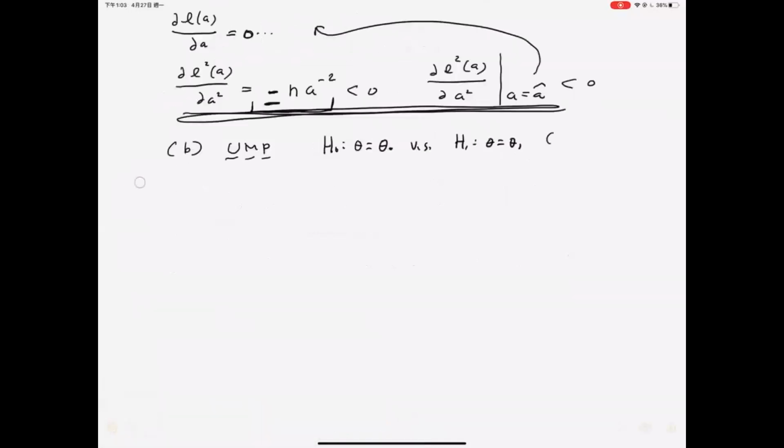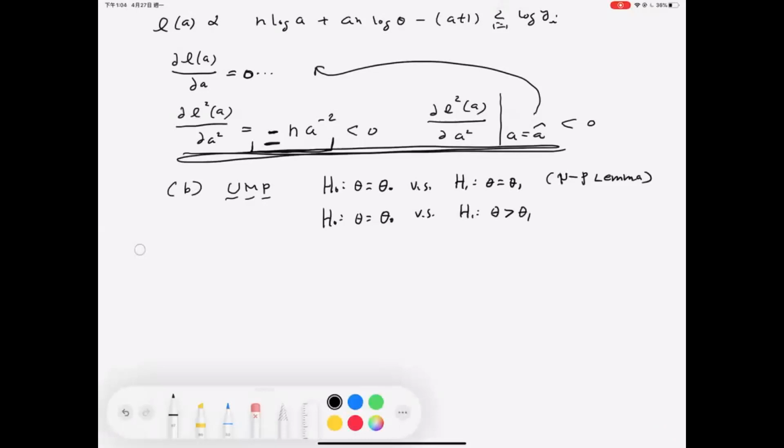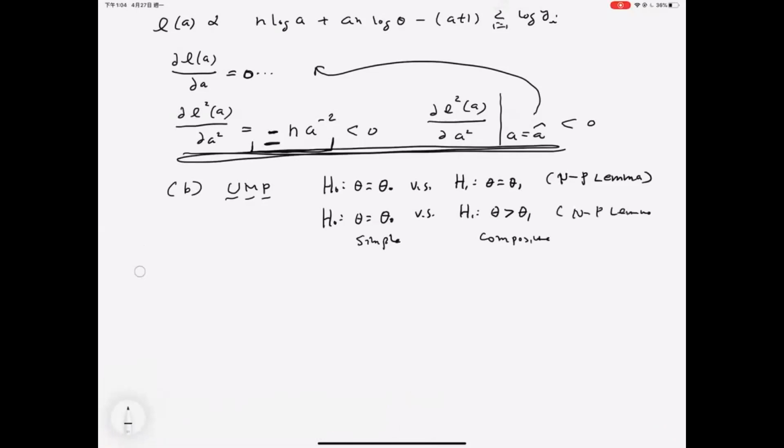And what if the null is simple, and the alternative is one-sided, theta bigger than theta one? It's simple versus composite, but one-sided. Which theorem are you using? You'll find it's still Neyman-Pearson, and they'll have the same rejection region as this one right here.